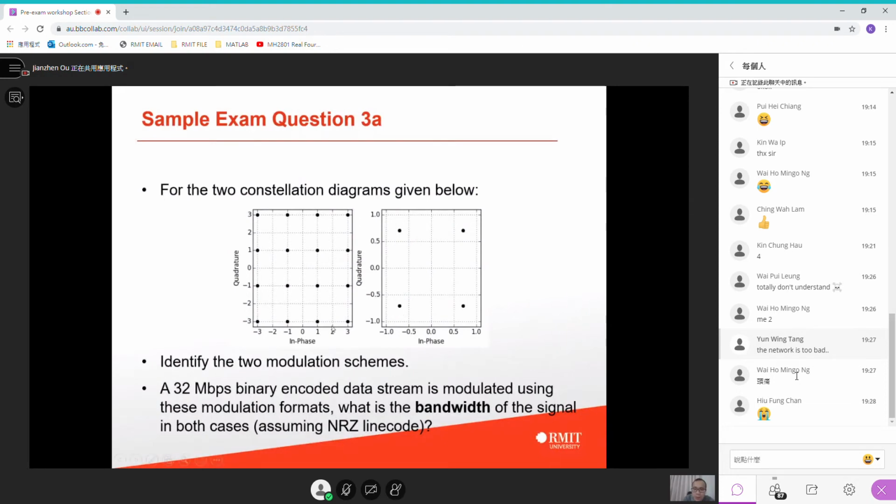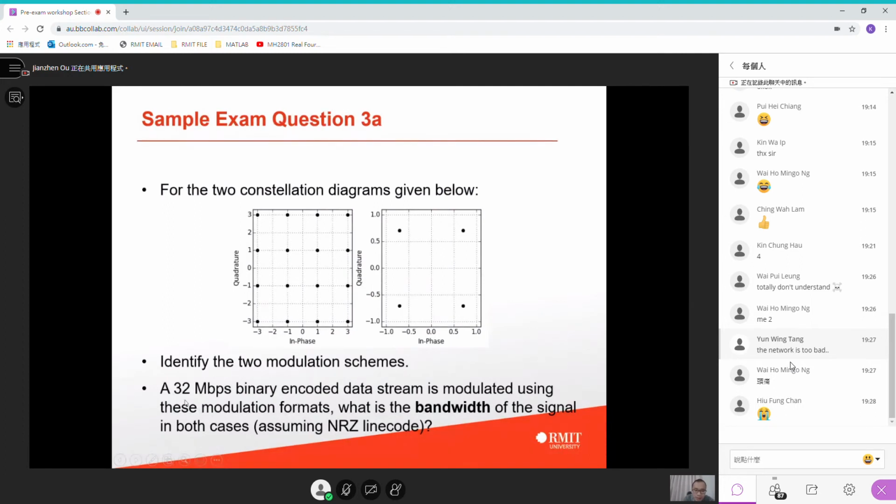It also can be a QAM. But when QAM equals 4, only 4 dots, you can see these 4 dots are also equal to each other. So you can call this a 4 QAM or 4 PSK. So it's easy. But now we're going to ask you about a 32 megabit per second binary encoded data stream that is modulated using these modulation formats.